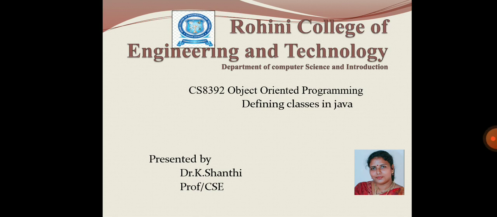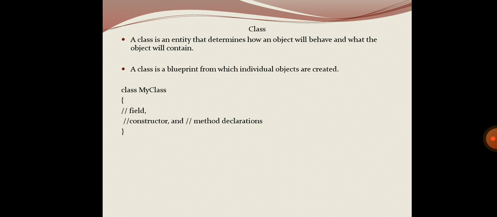In this video, I am going to present about the classes in Java. First, let us see about a class. A class is an entity that determines how an object will behave and what the object will contain. A class is the basic building block of an object-oriented programming language, and it acts as a template that describes the data as well as the behavior associated with the instance of that class.